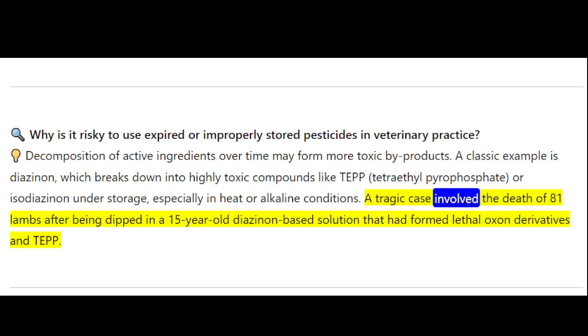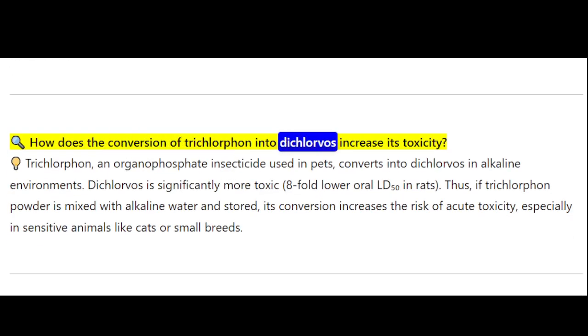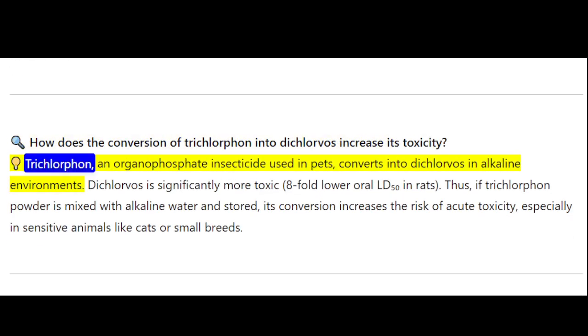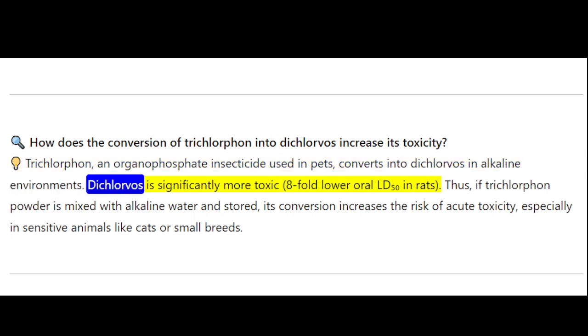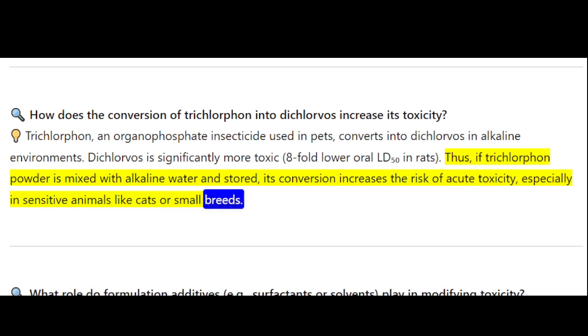A tragic case involved the death of 81 lambs after being dipped in a 15-year-old diazinon-based solution that had formed lethal oxon derivatives and TEPP. How does the conversion of trichlorfon into dichlorvos increase its toxicity? Trichlorfon, an organophosphate insecticide used in pets, converts into dichlorvos in alkaline environments. Dichlorvos is significantly more toxic, with an 8-fold lower oral LD50 in rats. Thus, if trichlorfon powder is mixed with alkaline water and stored, its conversion increases the risk of acute toxicity, especially in sensitive animals like cats or small breeds.